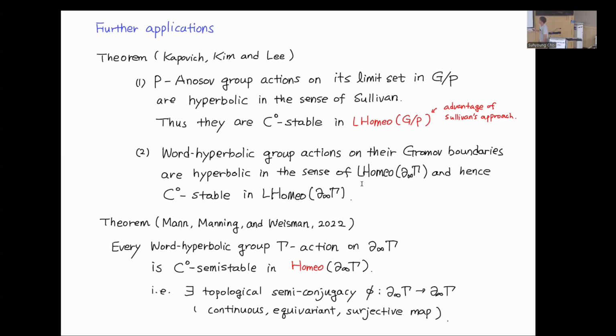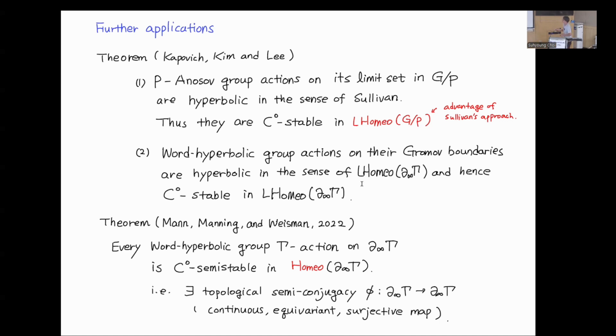So here the Anosov group acts on its limit set in some flag space. Then this is a hyperbolic action in the sense of Sullivan. So we can prove that the Anosov group action on its limit set is C0 stable in some kind of Lipschitz homeomorphism group of flag space. This is the set of homeomorphisms with respect to some kind of Lipschitz topology. So two homeomorphisms are close to each other if their images are close and their Lipschitz constants are close.